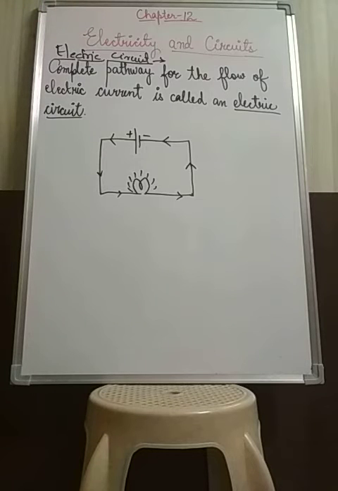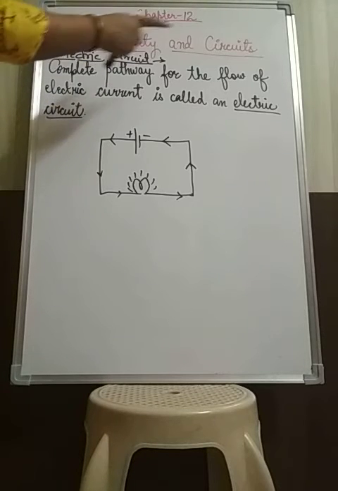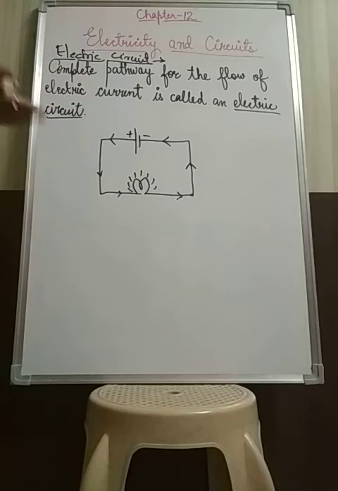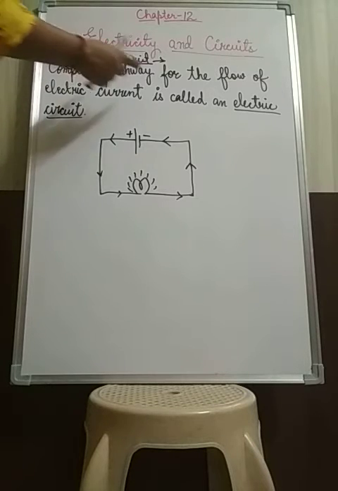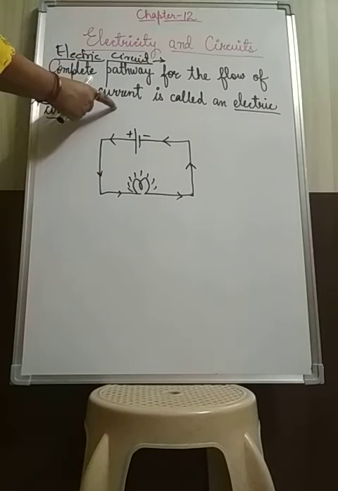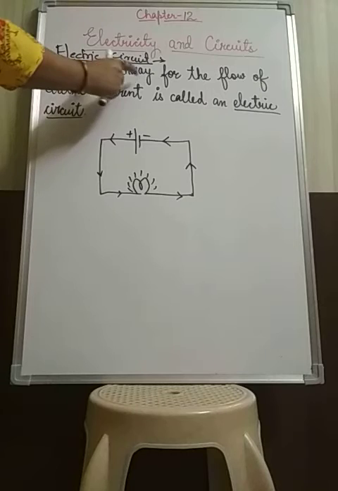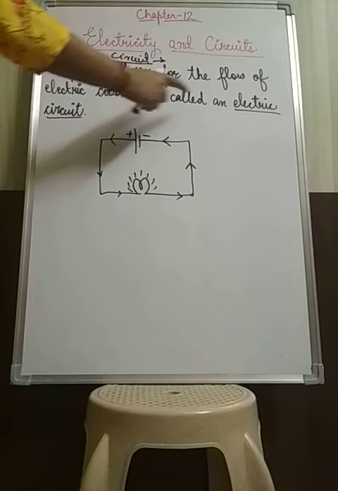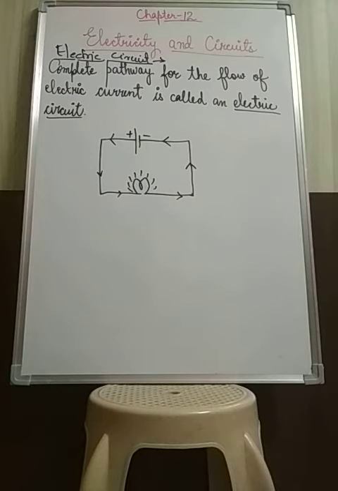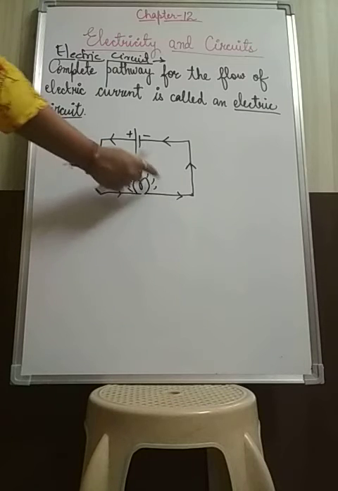This electric circuit is actually a pathway for the flow of electric current. If you want to switch on an electric appliance, if you want to make that electric appliance work properly, then that appliance needs a pathway in which the electric current can easily flow. Okay, and that complete pathway for the flow of electric current is known as electric circuit.